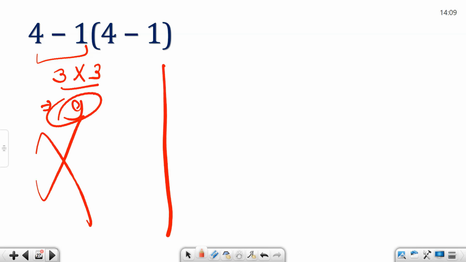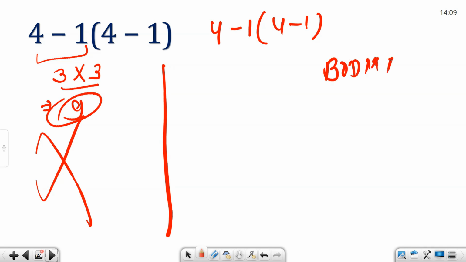Let's solve it again. 4 minus 1, 4 minus 1. Here, we'll use the BODMS rule. Following the rules of BODMS, first we'll calculate the values inside the brackets. After that, we'll check for division and multiplication. Since both have the same priority, we'll check from left to right. We'll solve whichever comes first. After that, addition and subtraction.